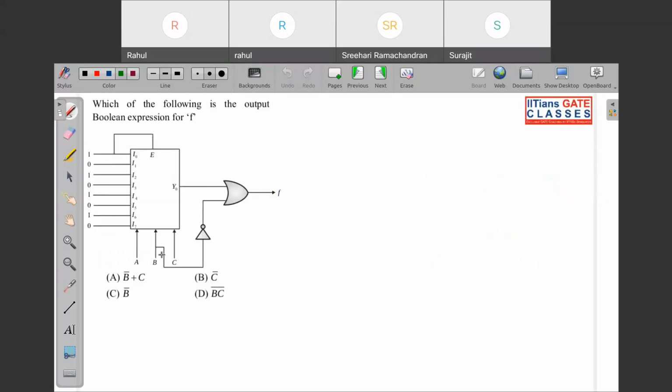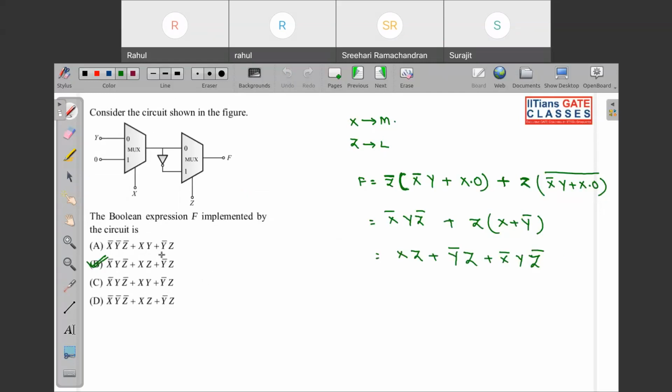Sir, Z should be the MSB, right? We talked earlier about the selection lines. So according to the selection line, this will be MSB, and this will be LSB. But in the question, you can see the options have been rearranged like X, Y, Z. So that is why we are taking it like this.